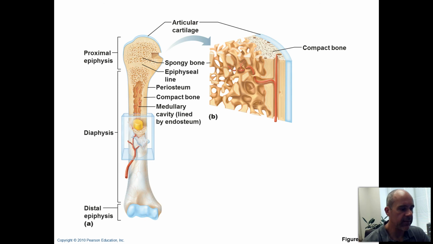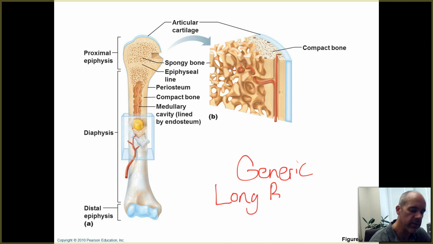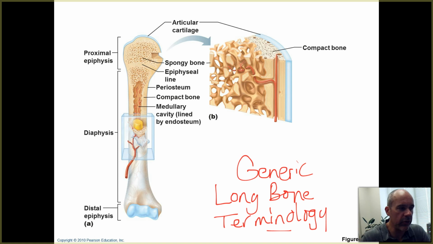Alright, so here's some additional terminology if we're just looking at a generic long bone. So we're going to have some generic long bone terminology here that we're going to go through. So again, your long bones are bones that are longer than they are wide, your arm bones, your leg bones, but even your finger bones and your toe bones, even though the bones of your hands, the bones of your feet, even though they're not particularly long lengthwise, they're longer than they are wide, so they're still classified as long bones.